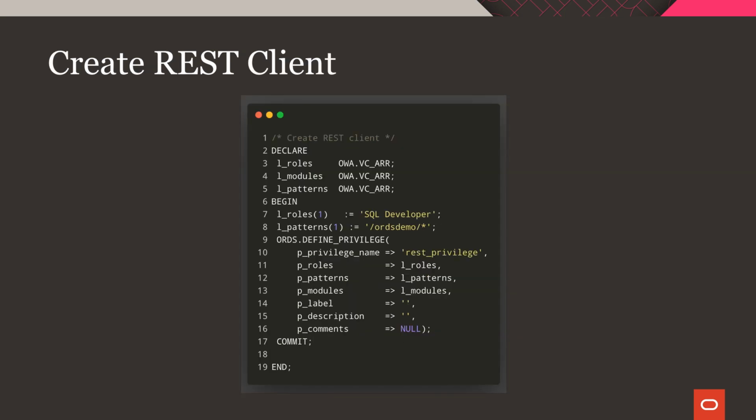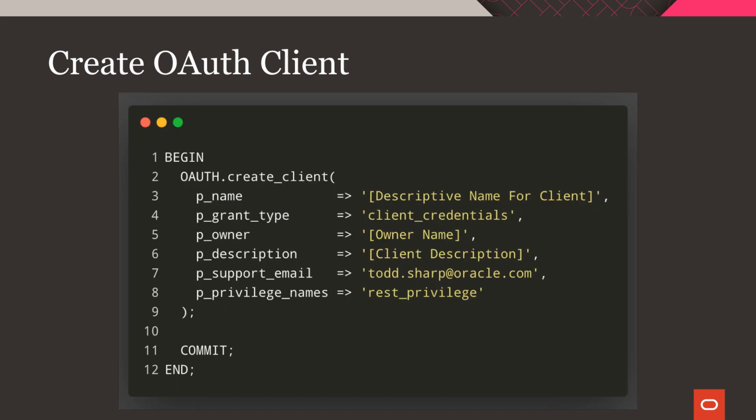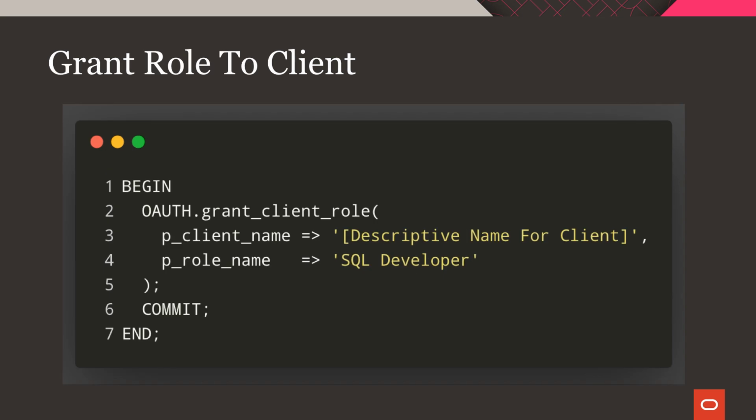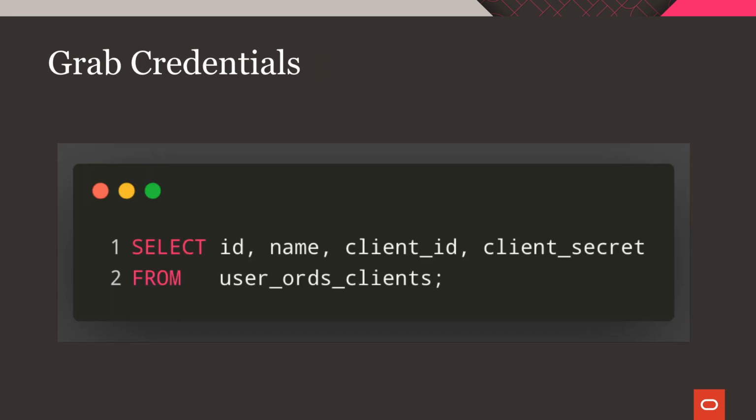Now create a REST client that could be used with ORDS. In this case, we're creating a REST client for all URLs that match the path for our entire schema. Your REST client can be as granular as you need it to be. Next, we'll create an OAuth client. You can create as many clients as you need, but make sure the grant type is set to client credentials, and grant the SQL developer role to the newly created REST client. Finally, grab the client ID and client secret for the REST client that we just created. We'll use these credentials in an initial HTTP call to generate an OAuth token and use that token for calls to the ORDS endpoint going forward.